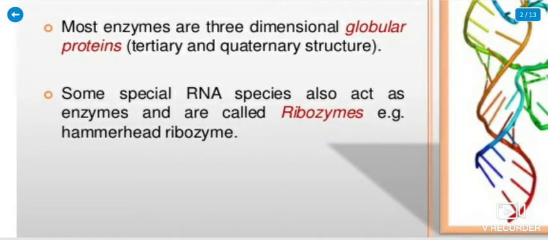Some of the special RNA species also act as enzymes and are called ribozymes. An example is hammerhead ribozymes.